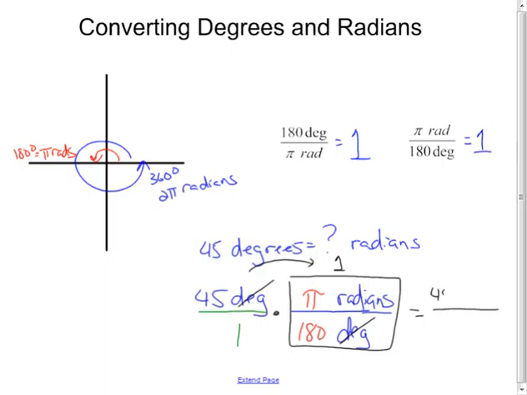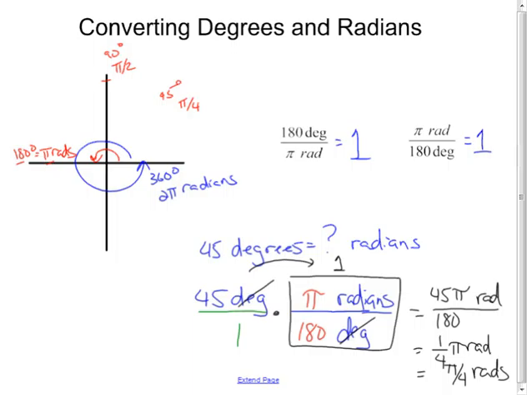And now I've got 45 pi over 180 rads. And 45 over 180 is 1/4 pi rads, also known as pi quarter rads. Now, this should make sense to you because if 180 is equal to pi, then 90 degrees is equal to pi halves, and then half of 90 would be 45, and half of pi halves is pi quarters. So, that should make perfect sense in terms of the answer feeling right.